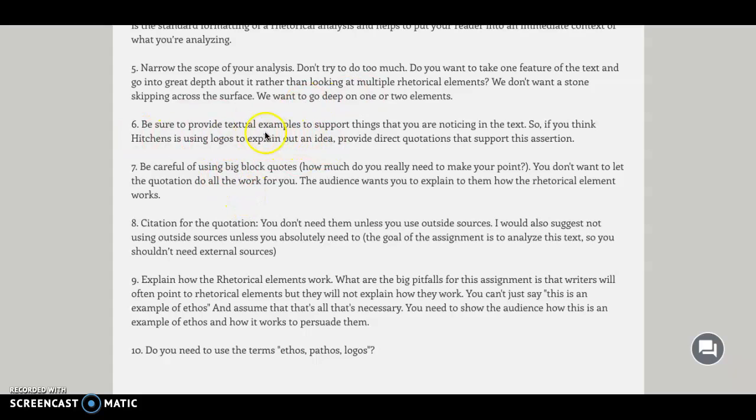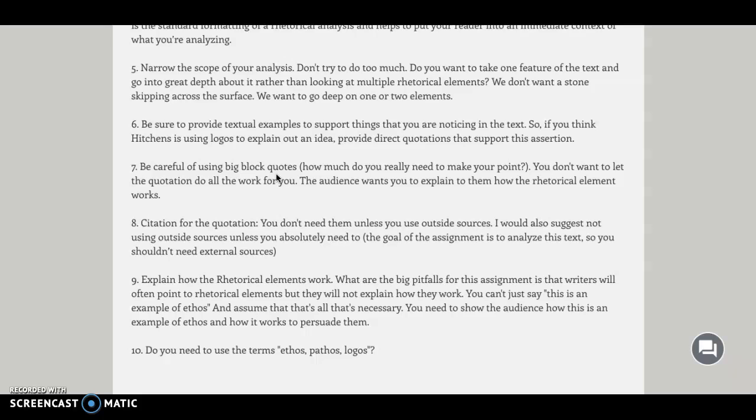Make sure that you are giving textual examples to support things that you notice in the text. So if you just say, here's ethos. I think I say this a little bit again, but I'll say it again. You need to then provide direct quotations, quotation marks used within the text itself, to back up these assertions. However, be really careful about how much quotation you're using. I get it. If I go in and there's block quotation, block quotation, block quotation, block quotation, that's going to up the word count so that you have to write less. But ultimately, it ends up not working as well because you're not explaining things out.